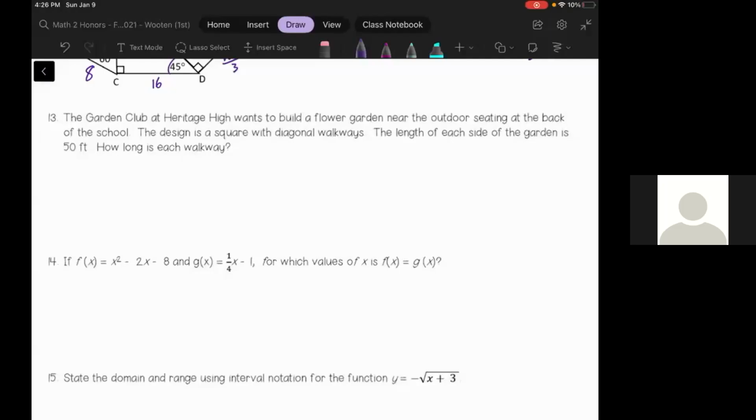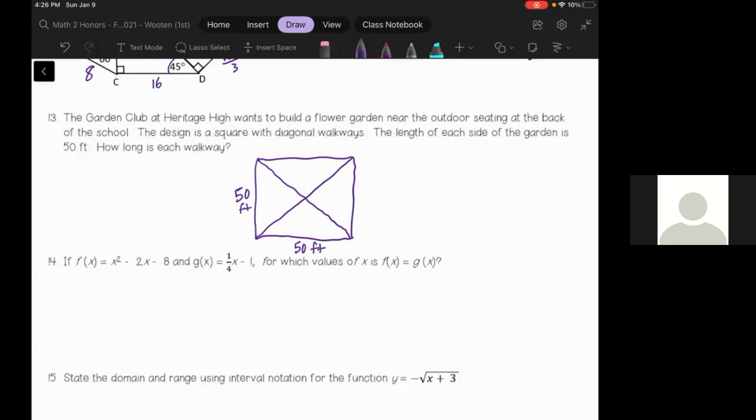All right, number 13. Garden Club at Heritage High wants to build a flower garden near the outdoor seating at the back of the school. The design is a square with diagonal walkways. So they got some walkways that are diagonal, like this. The length of each side of the garden is 50 feet. How long is each walkway?